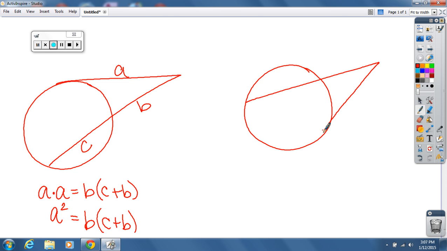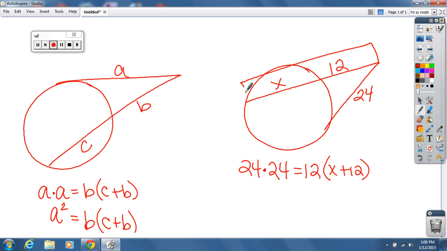So if I do a problem with a tangent, let's see, how about 24 on the outside and 12 and x. Alright, so I've got my outside piece of 24. It's also my whole piece, so I times it by itself, or 24 squared. And then I have 12 times the whole piece, which is x plus 12. Remember, I have to add these two pieces together.